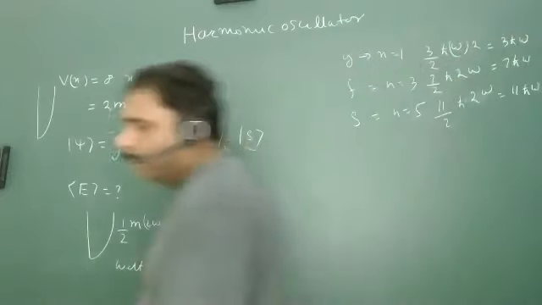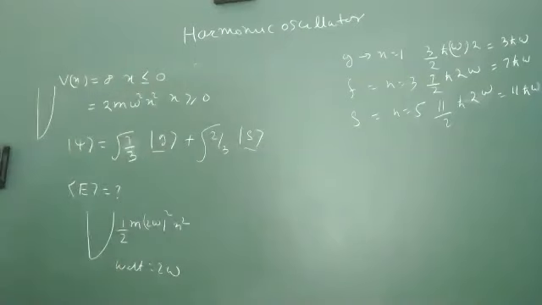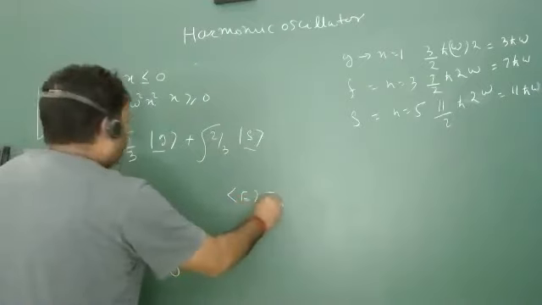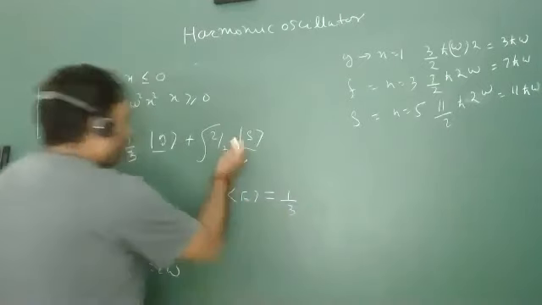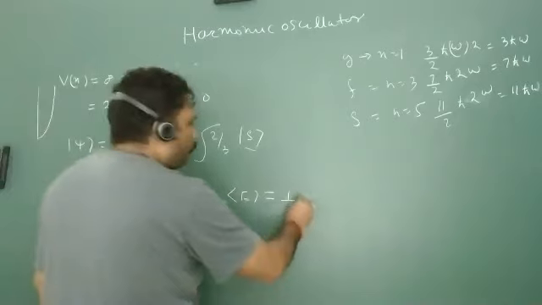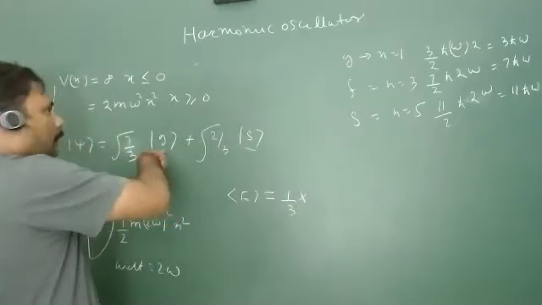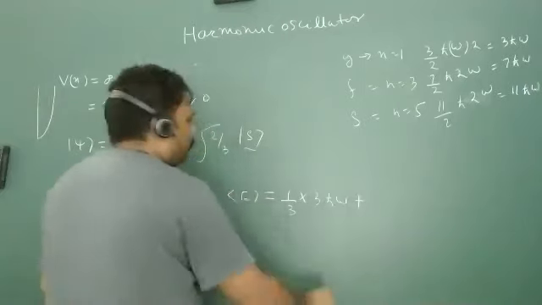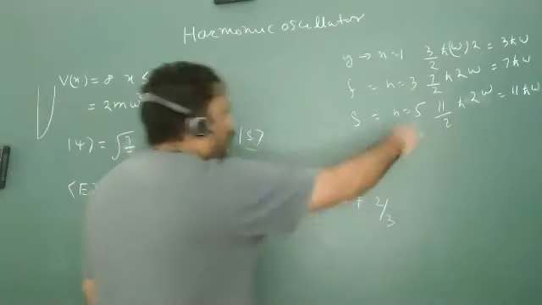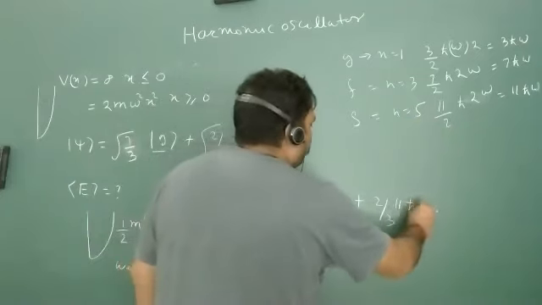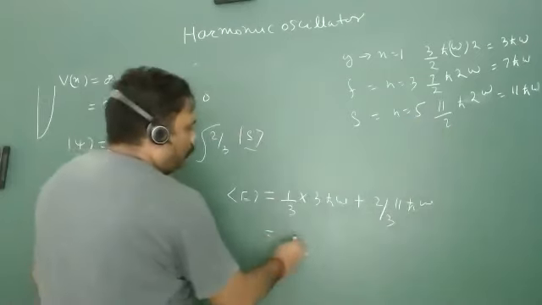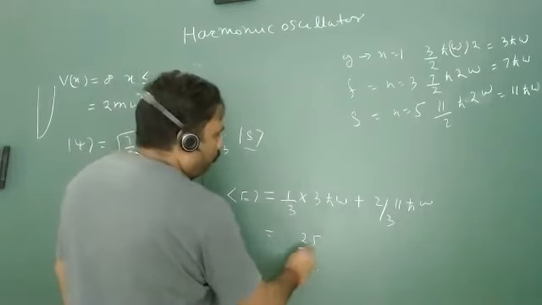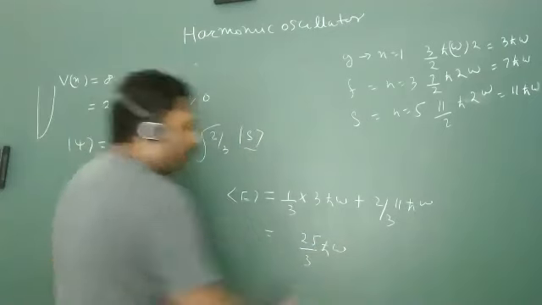So what will be the average value of energy? Average value of energy can be written as 1 by 3. This is normalized, so not any problem. The probability of getting the ground state is 1 by 3, and this will be 3 h cut omega, plus 2 by 3, and that will be 11 h cut omega. So that will be 25 by 3 h cut omega. So this will be the answer.